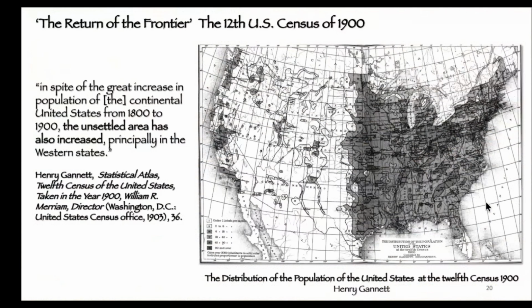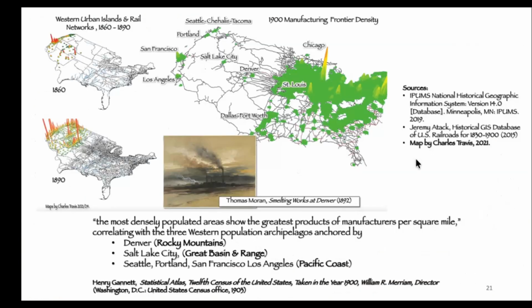The U.S. Census of 1900 revealed that the frontier had statistically returned, principally in the western states. And this occurred, I believe, because of the expansion of urbanism, particularly the growth of these manufacturing cities in Denver, Salt Lake, Eastern Washington, Western Washington, San Francisco, Los Angeles. People were drawn to these cities, these manufacturing bases, and the most densely populated areas show the greatest products of manufacturers per square mile. So there was a correlation between manufacturing and industry.